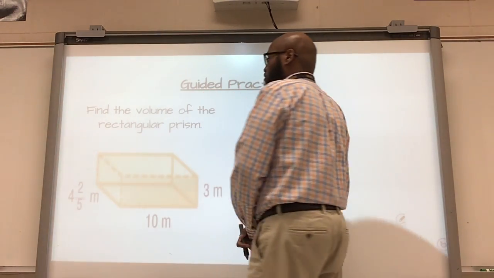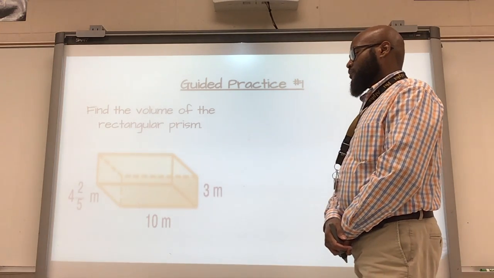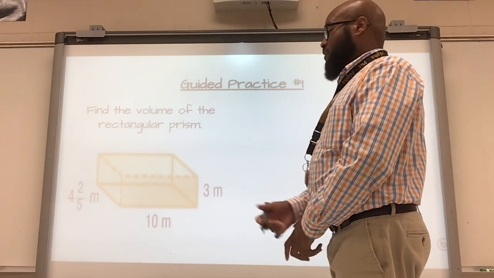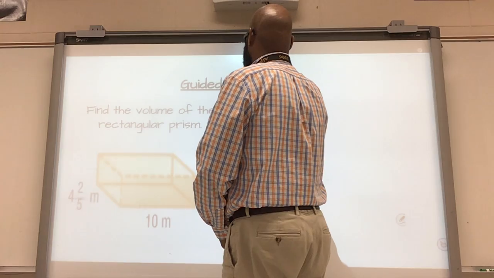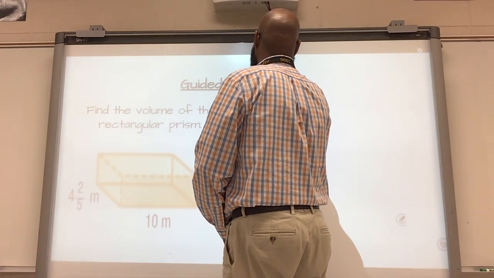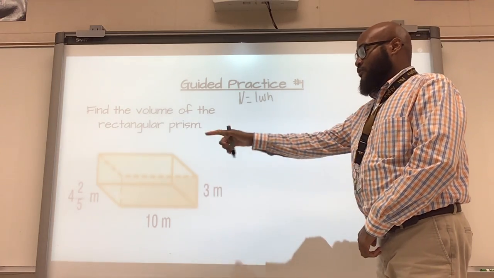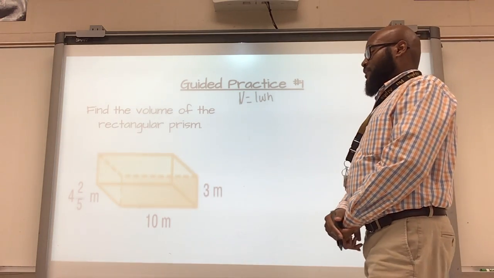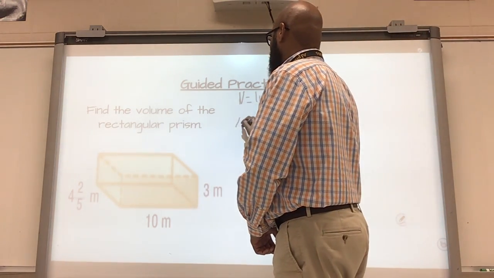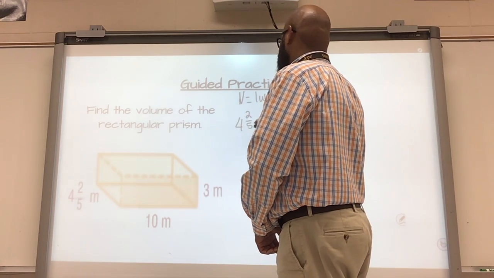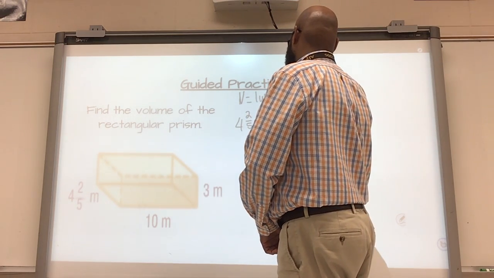Our guided practice number 1 says find the volume of the rectangular prism. To find the volume, we're still going to use the same formula: length times width times height. So we're going to take those three numbers that they give us and multiply them together. So we have 4 2/5 times 10 times 3.